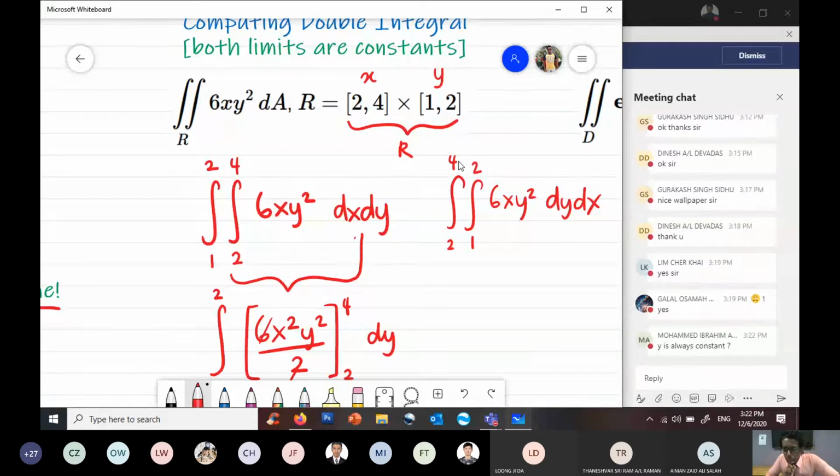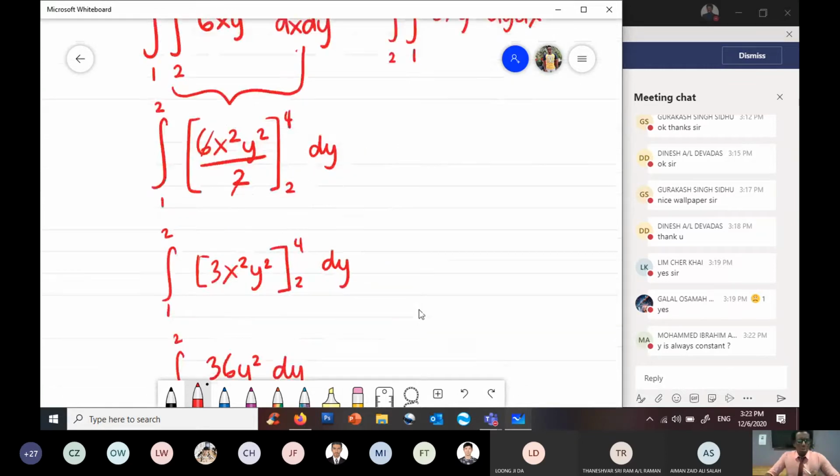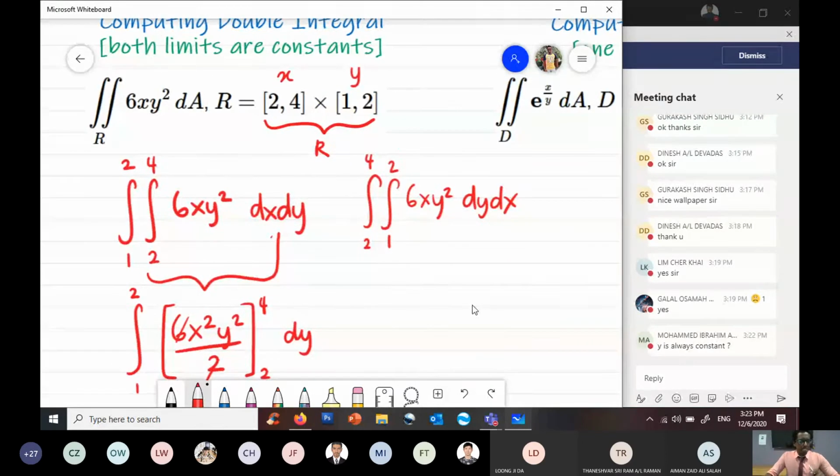Okay, what is it? Y is always constant? No. If you're integrating with respect to x, then your y is a constant. Here, at one point, when I was integrating with respect to y, then my y is no longer a constant. It's a variable, a normal case. So the variable that you're not integrating at the moment is what becomes a constant. Anyways, y is not always a constant.